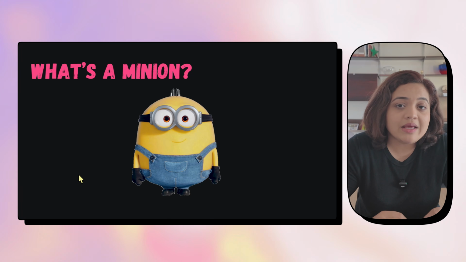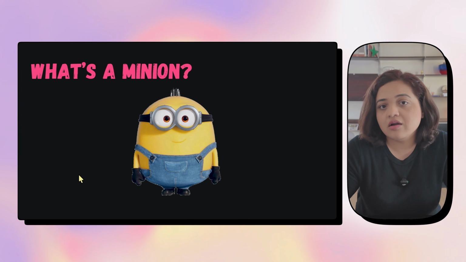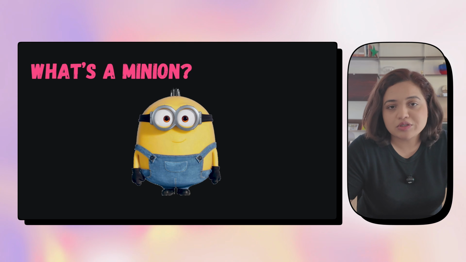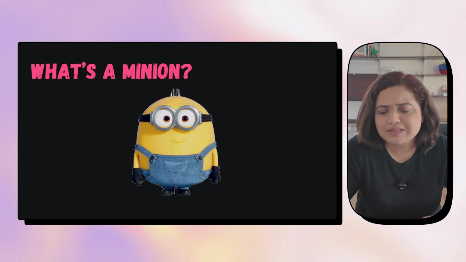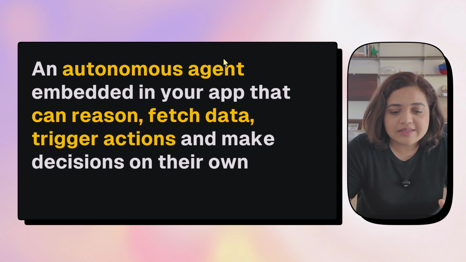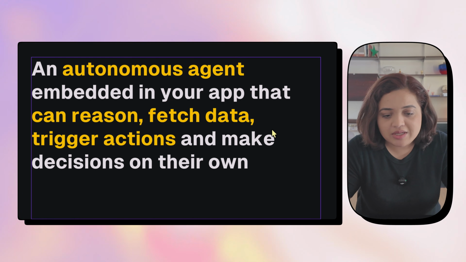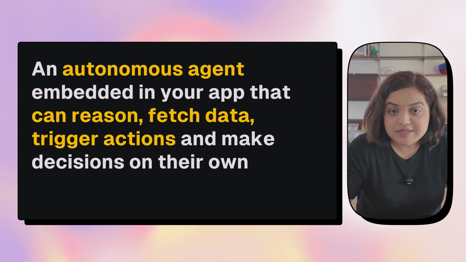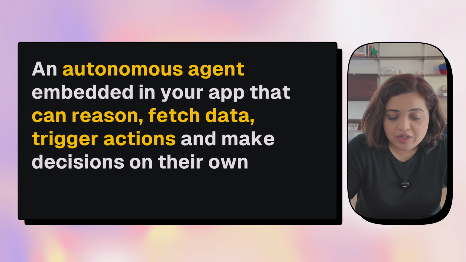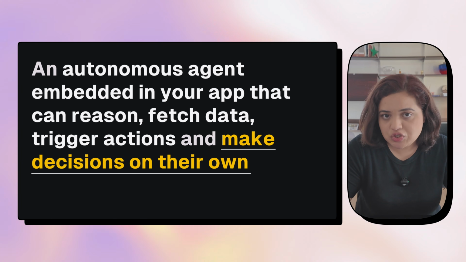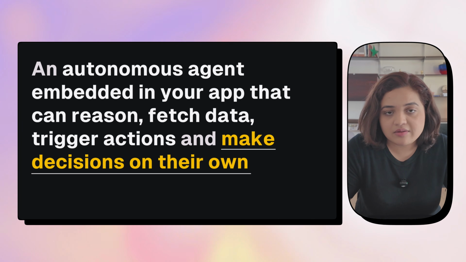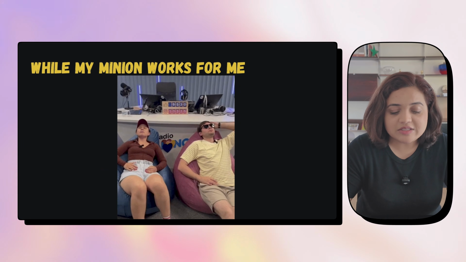So before we get started into the architecture and dive more into code a bit later, I want to describe what an AI minion is according to me so that we are on the same page. Now, in the movies, there are these little chaotic helpers that do stuff for you, sometimes brilliantly, sometimes terribly, and that's what we're building. The real definition for AI minions is that it's an autonomous agent embedded in your app that can reason, fetch data, trigger actions, and make decisions on their own. And this is the important part, making decisions on their own, which is exactly why I want to build a bunch of AI minions that can run my business for me. In reality, this is what we want, right?